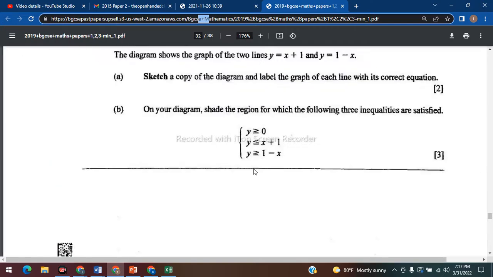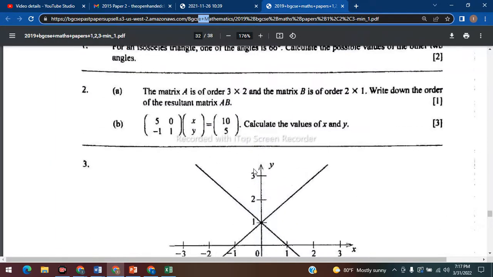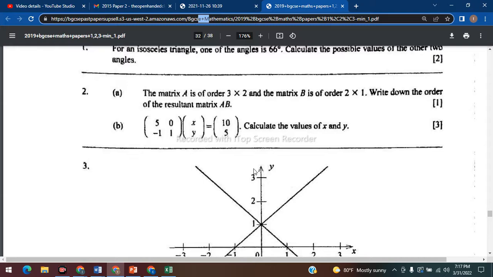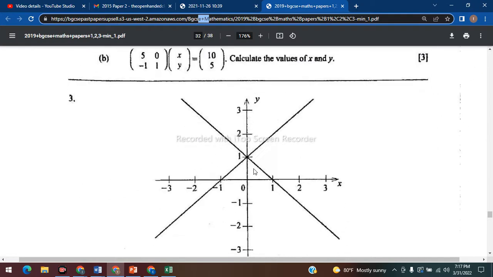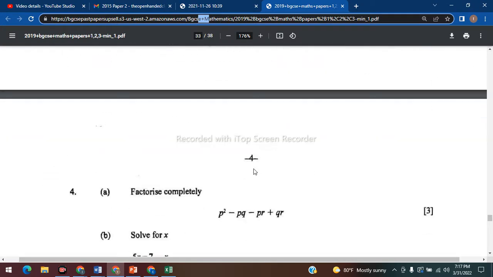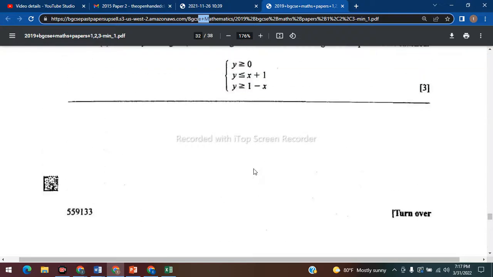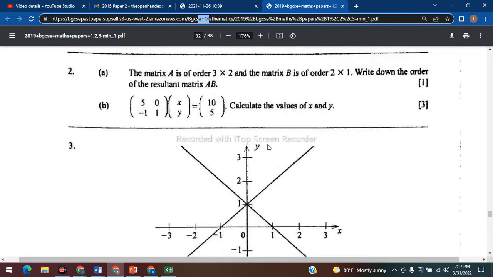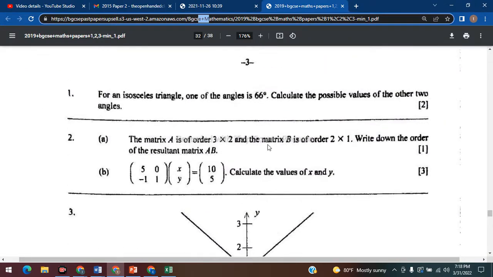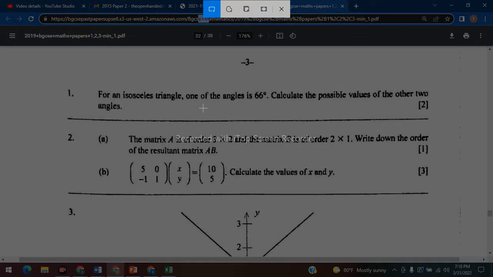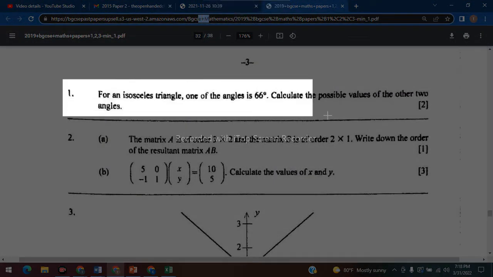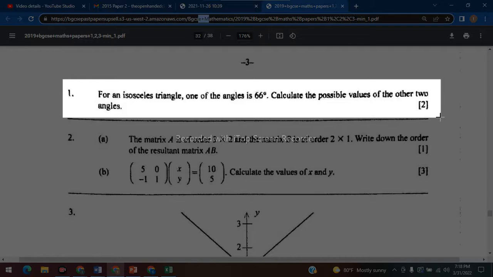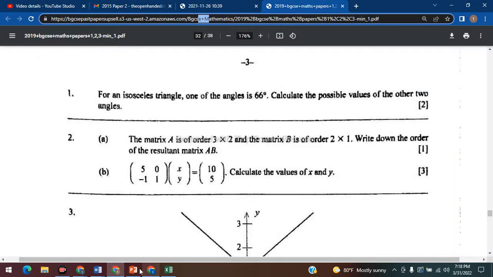So let's continue with this one. Oh no, it's going to take a while. Let's do number 1 and come back to this one once we finish the other one. Okay, so number 1 says, how much for number 1? 2 points?